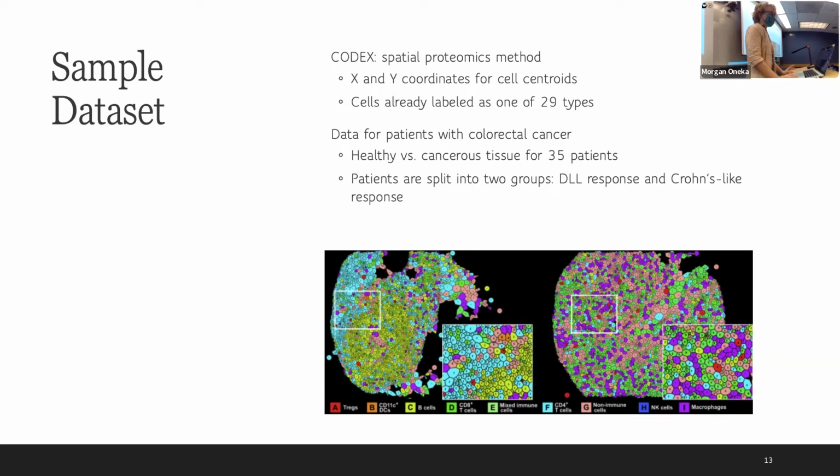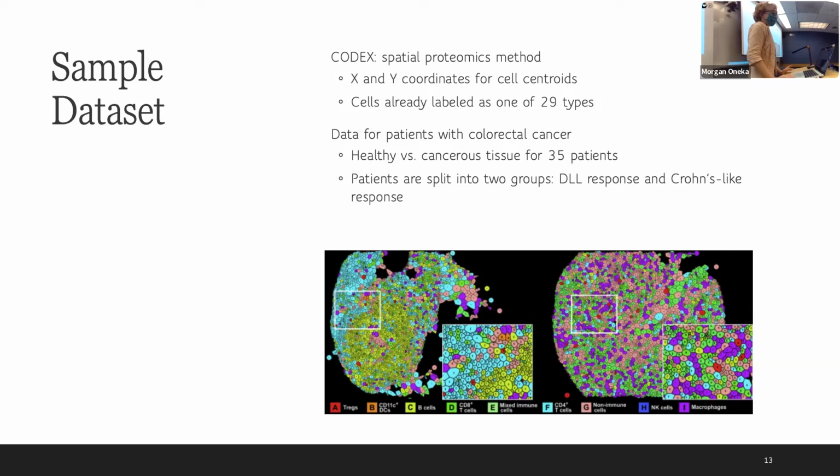With this data set, they labeled their cells as one of 29 different types. I didn't look at all 29 for the downstream analysis because that would be quite a bit, and some of the cell types are just not that interesting. But essentially, we have a notion of where the cells are located within the tissue, and what type of cell they are.